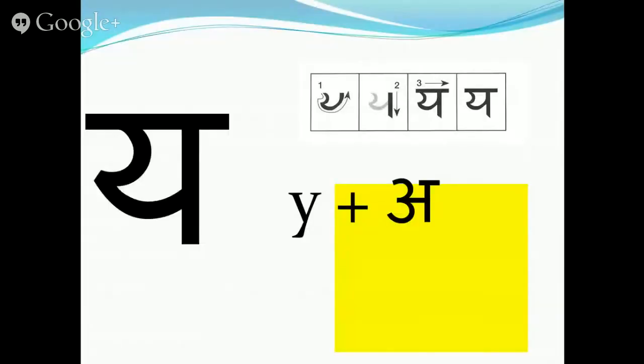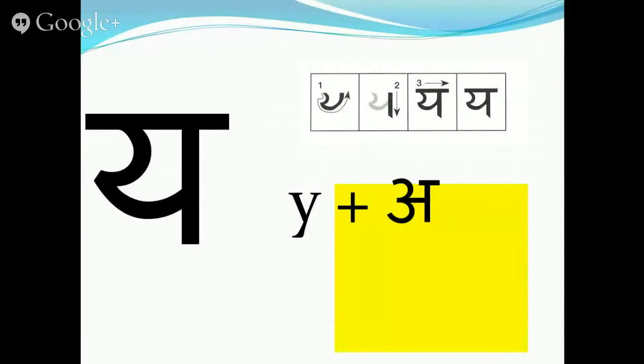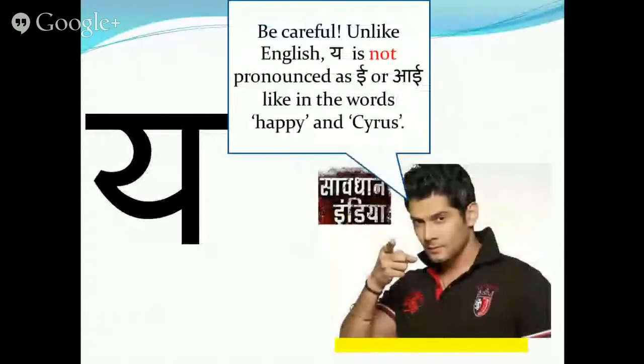So here we have our new consonants for the week. So this one sounds like an English Y followed by a. So this is ya. But we have to be careful here. Mr. Sabdan India here is telling us be careful because unlike English, ya is never pronounced as e or i.